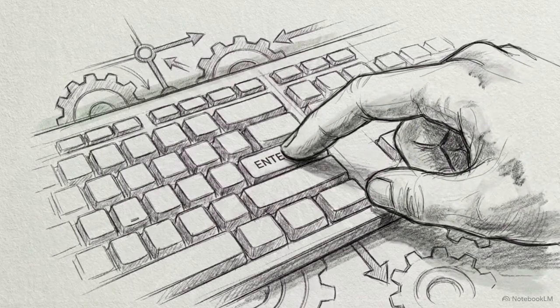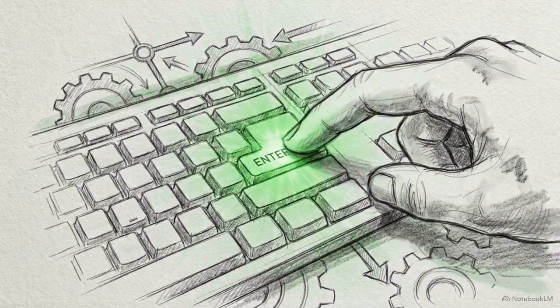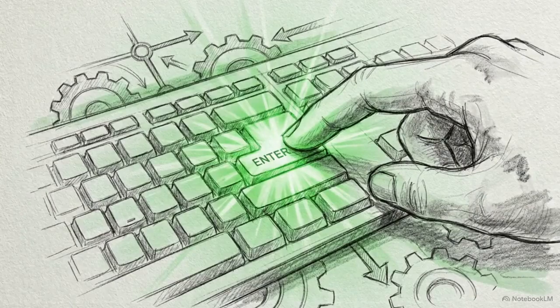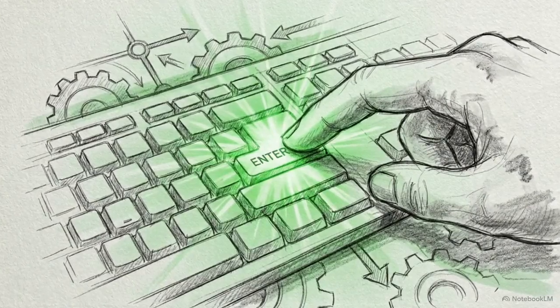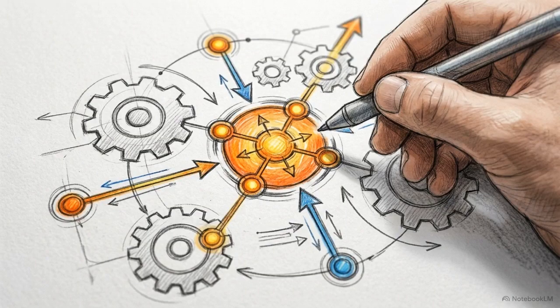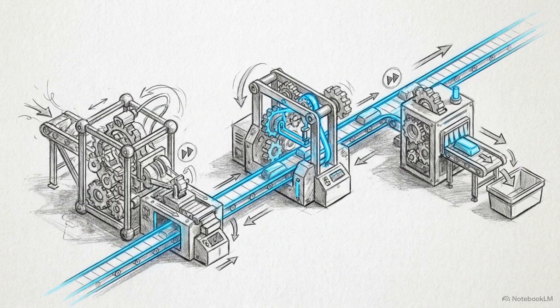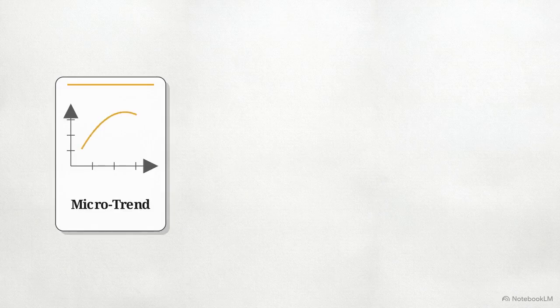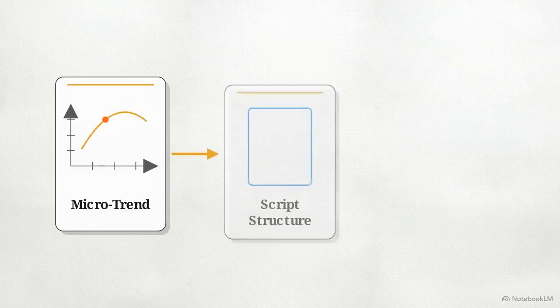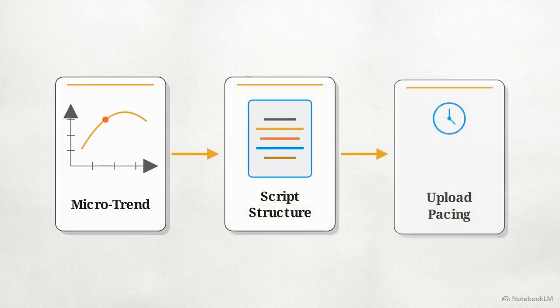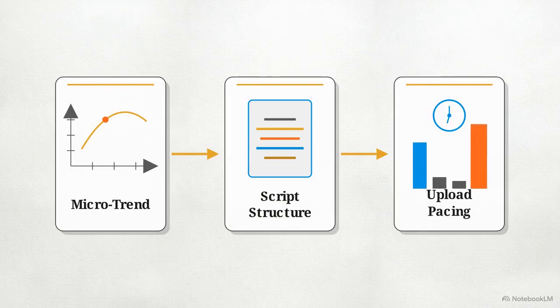Creators are leveraging AI to launch automated channels that generate millions of views on single videos within their first 7 days. Replicating those results requires a specific sequence. We are going to map out the complete assembly line, from spotting a microtrend before it peaks, to structuring the scripts, to pacing your uploads so the algorithm actually pushes your content.